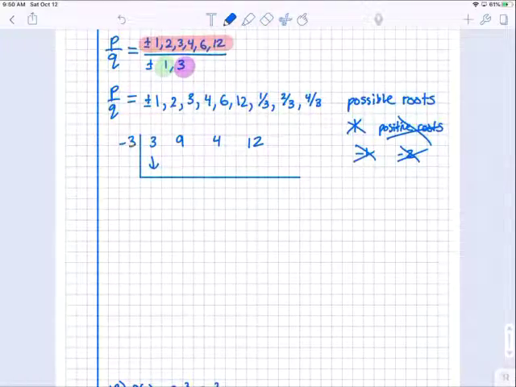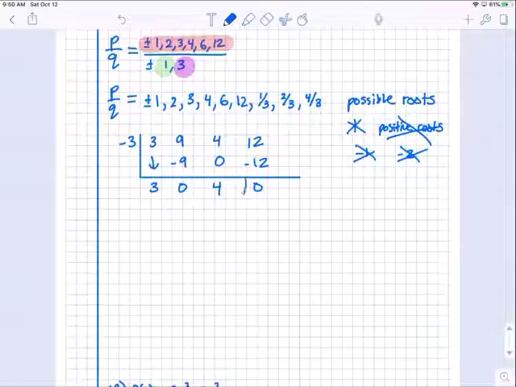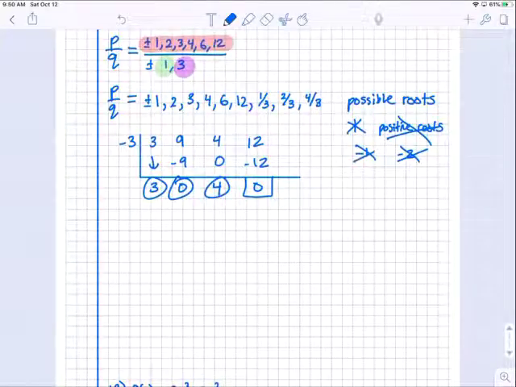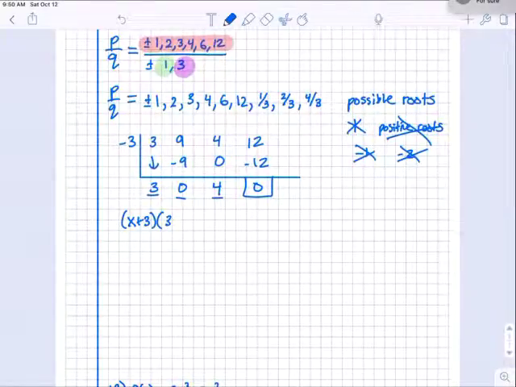Let's try -3. 3 times -3 is -9, giving 0. -3 times 0 is 0, giving 4. 4 times -3 is -12. And look at that, we found a root. So put it into polynomial form, because we have a trinomial now. So x plus 3. And then constant, first degree, second degree, so 3x squared. Now this would be 0x, but 0x is just 0, so I don't have to write that one, and then it's just plus 4 is equal to 0.